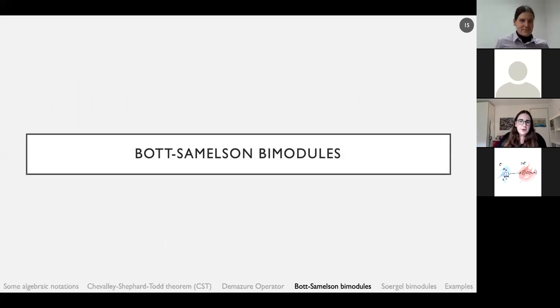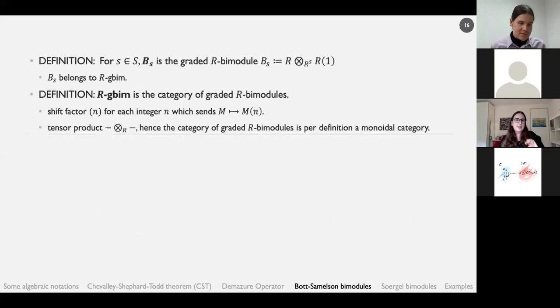Next, I'm going to introduce the Bott-Samuelson bimodules. To do so, we need a few more definitions. So for S, an element of capital S, we let BS denote the graded R bimodule, which is defined to be the tensor product over R^S of R and R with a shifting grading by 1.